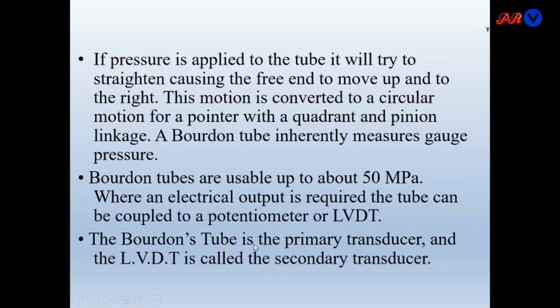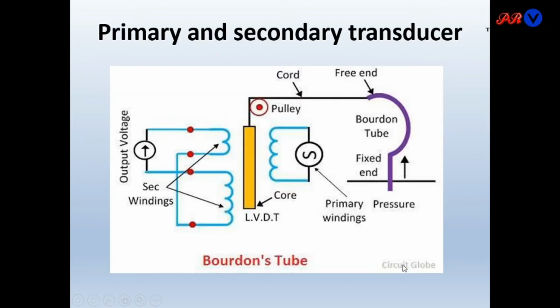The Bourdon tube is the primary transducer here, and the LVDT is the secondary transducer, because this pressure is converted into mechanical displacement of this LVDT, and through this LVDT we are getting output voltage. So this LVDT is the secondary transducer, and this Bourdon tube is the primary transducer, which is used to convert pressure into mechanical displacement.